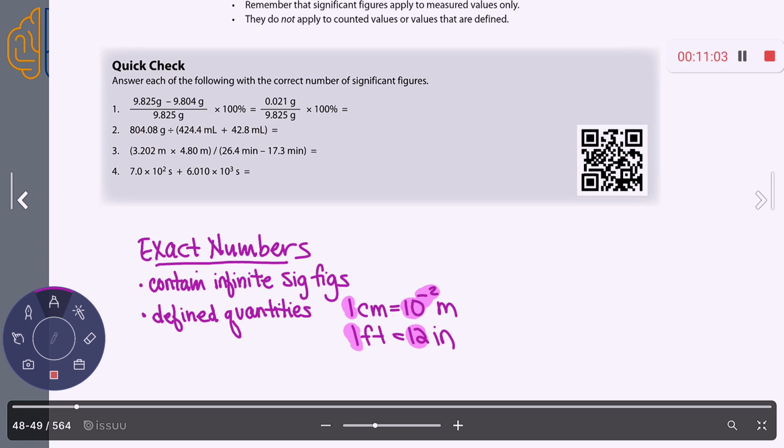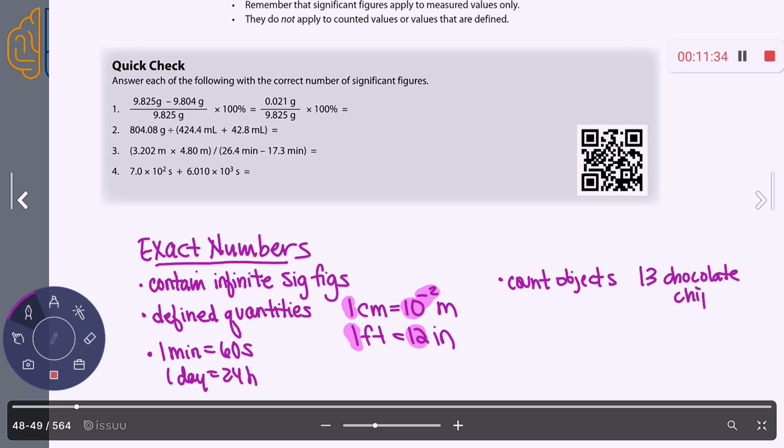There are also some common things that we use every day. We know that in a minute, there are 60 seconds, or in a day, there are 24 hours. So these are some defined quantities that also are exact numbers that we use every day, okay? Also, they come from counting objects. So if you can actually count objects, like if I had 13 chocolate chip cookies and I physically could count them, the number 13 would be considered exact, and it would have infinite sig figs.